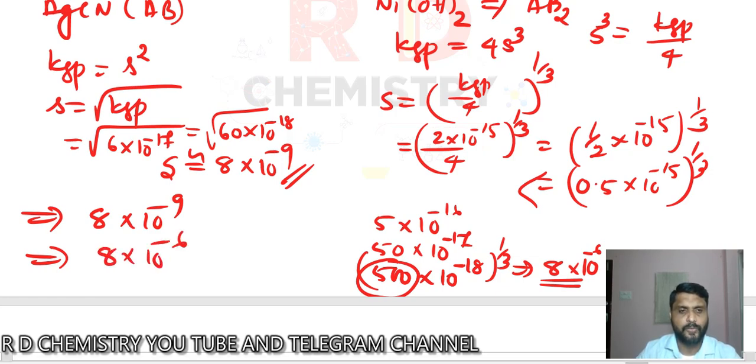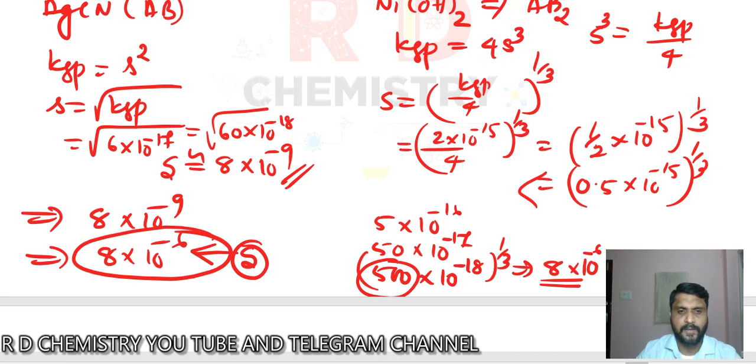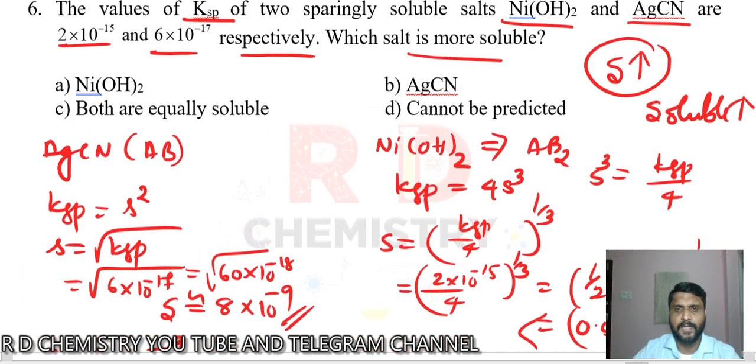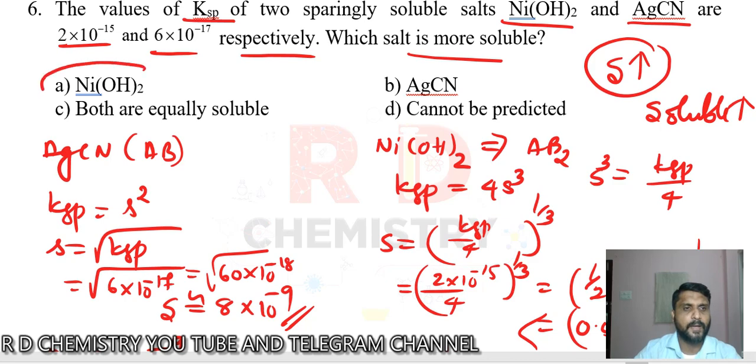Which is the larger value? The second one is the larger value. So yes, this is the S value. The larger the solubility, the more soluble is the salt. Therefore the answer should be the second one, nickel hydroxide. So the answer is option number 1. Clear? Okay, fine.